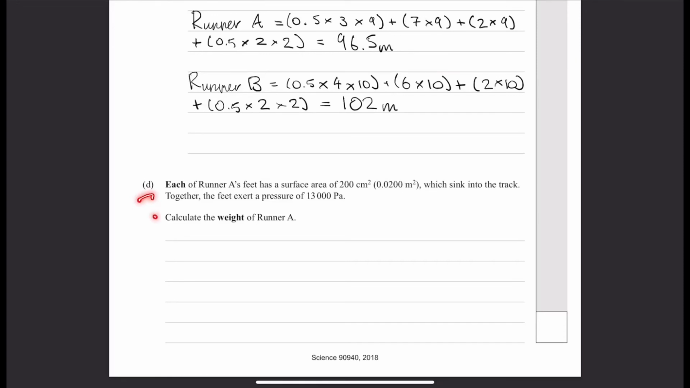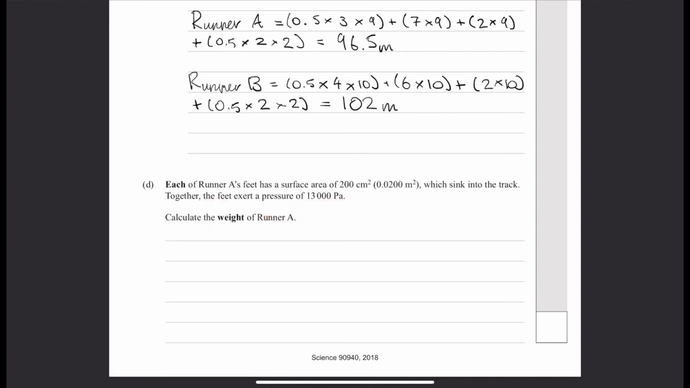Part D says, for each of runner A's feet, there is a surface area of 200 centimeters squared, which they've given us in standard units, 0.02 meters squared. Now it says each, and they put that in bold to give you that information, because they're trying to see if you're switched on here or not, and they've given you 1 foot. But remembering that our runners have 2 feet, we're going to times this by 2, which sink into the track together. A little hint: remember that we've got 2 feet. The feet exert a pressure of this much.